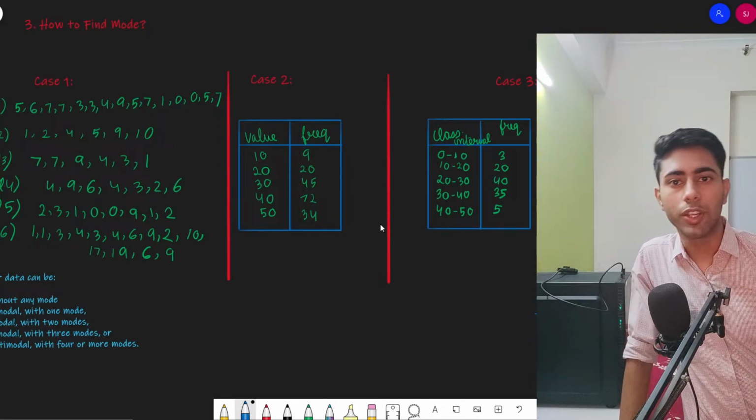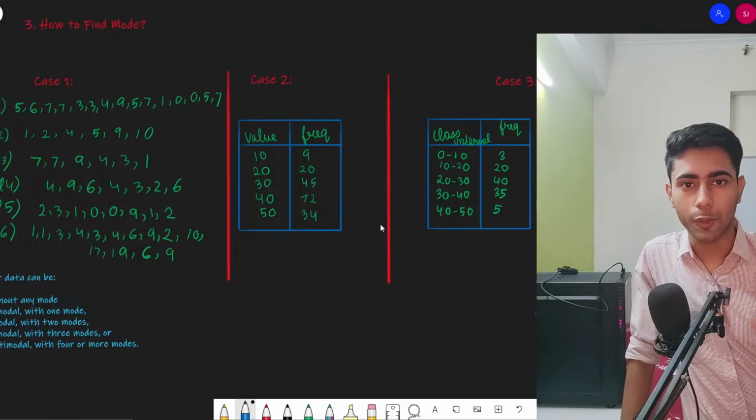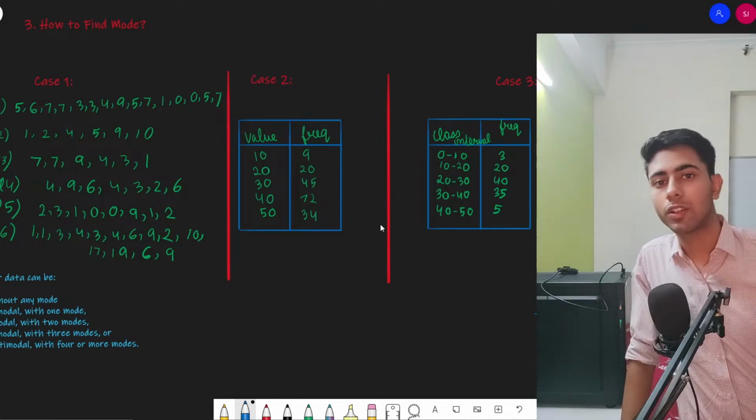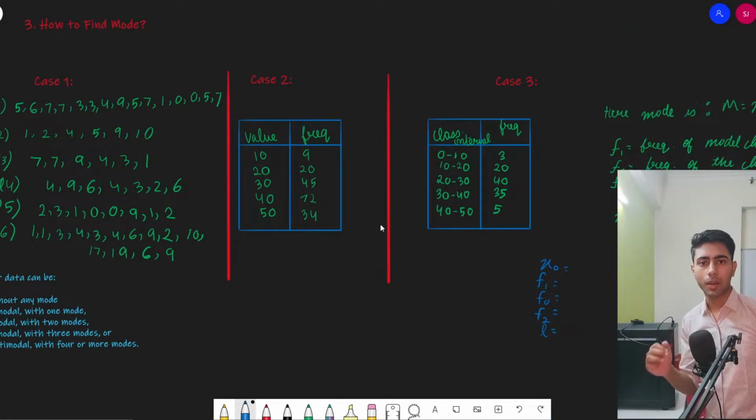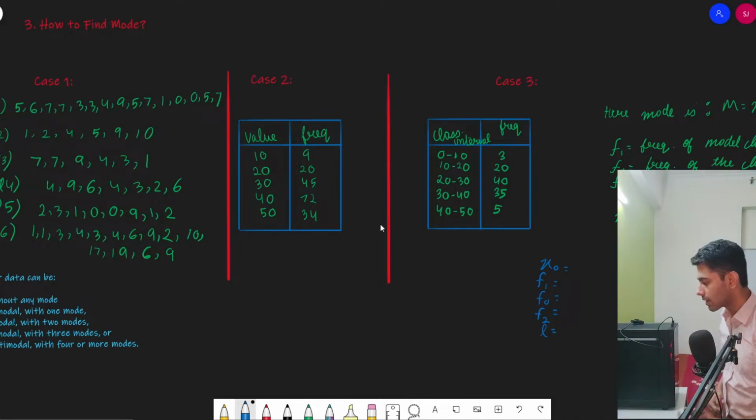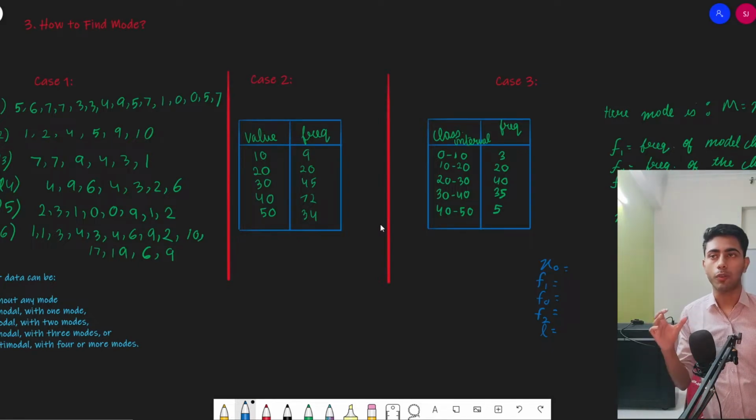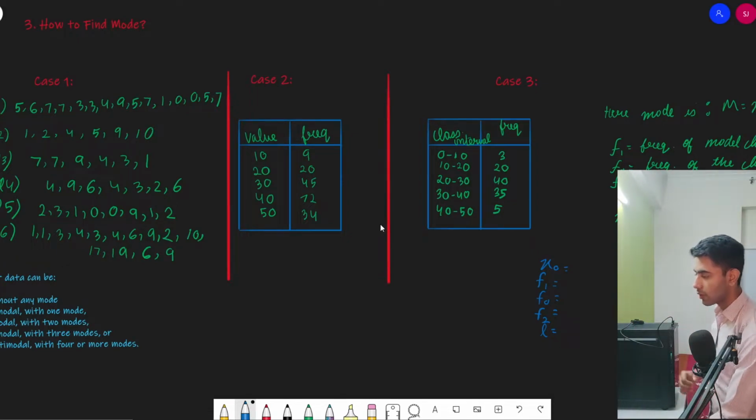In this particular video, we will be seeing how we can find the mode in any kind of data set. Basically, we will be discussing three cases. The first case contains type 1 of data, that is ungrouped data, or data present in a sequence. In the second case, we will be dealing with data that is present in the form of a grouped table, containing discrete values. And the third case is where the data set is grouped and continuous. So without wasting any time, let's get started.